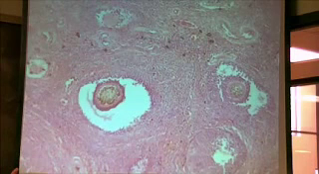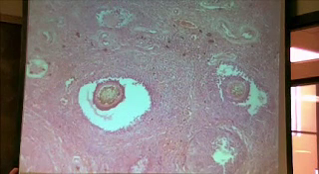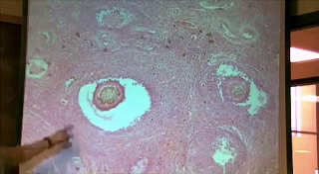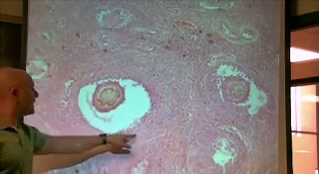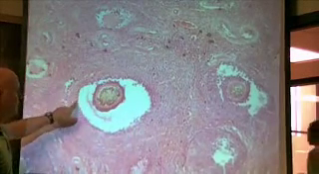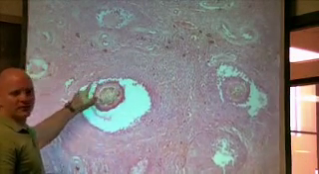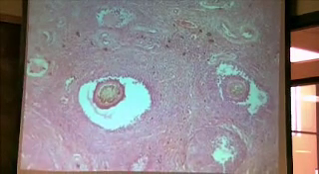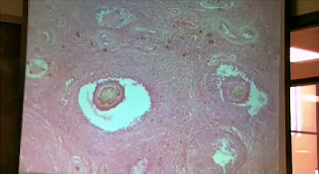Okay? So this is a mistyping here. Thecal cells are found around the follicle. Okay? So thecal cells are found around the edge of the follicle here. The antrum is the space. Okay, so the antrum is the space. Let's go ahead and see if we can find another one.